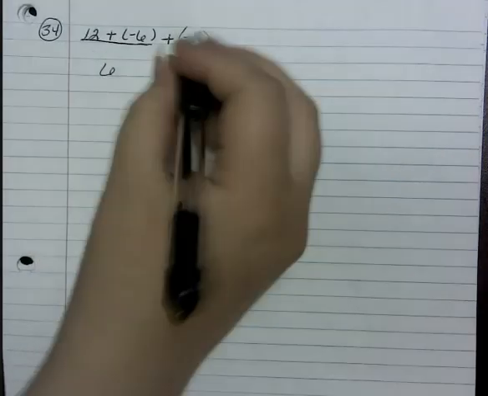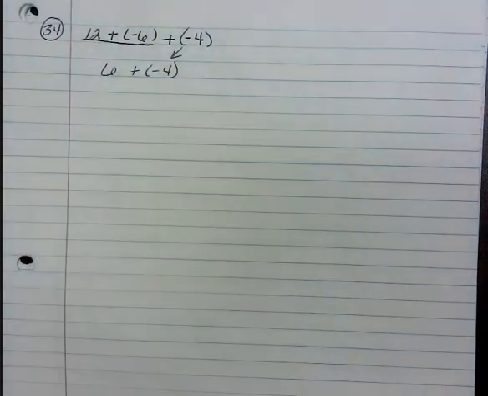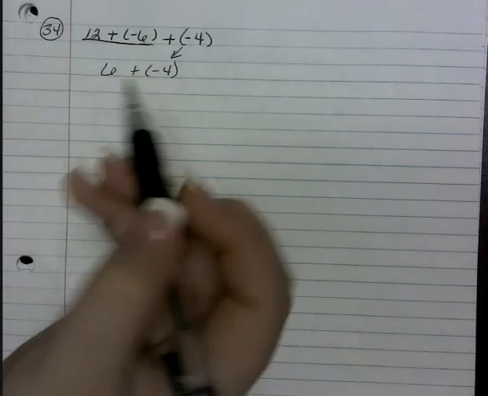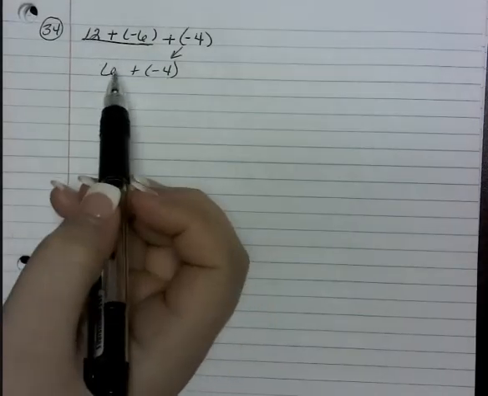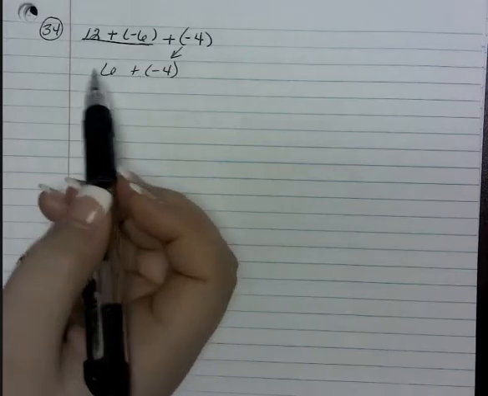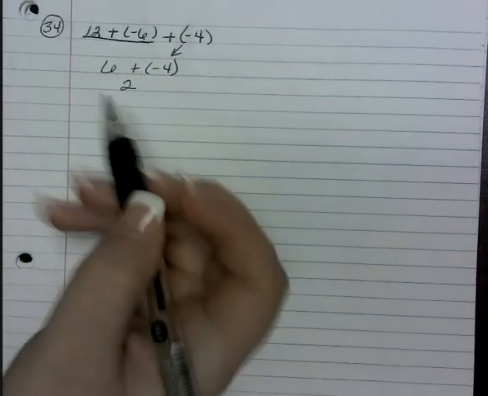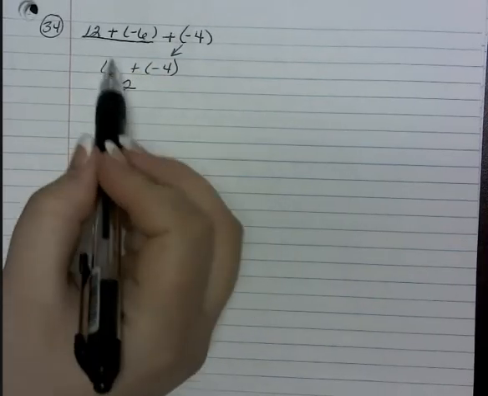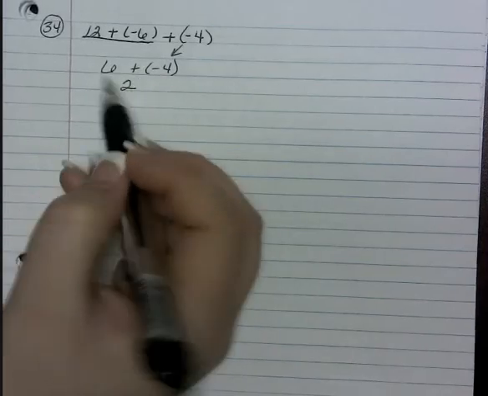Now we're going to bring down that plus negative 4. So we are adding. Our signs are different. So that means that we're going to subtract those numbers. So 6 minus 4 is 2. Keep the sign of the bigger number. 6 was bigger than negative 4. Since 6 was positive, our answer is positive.